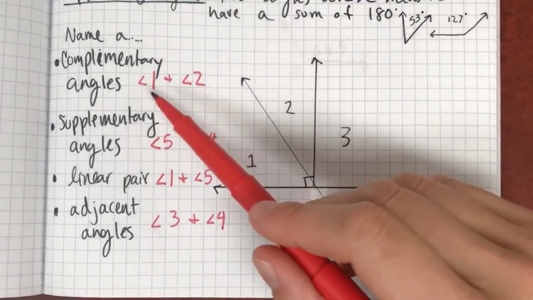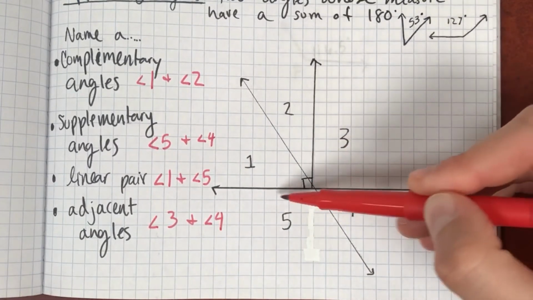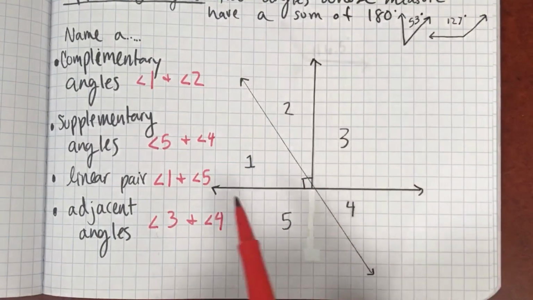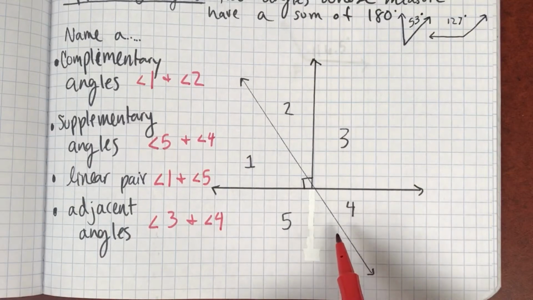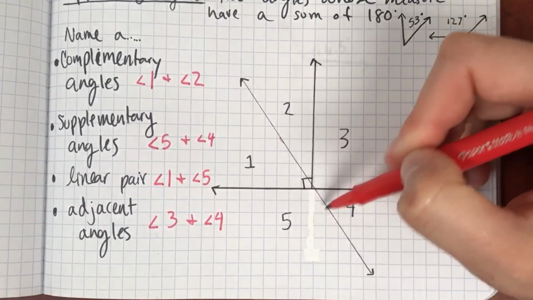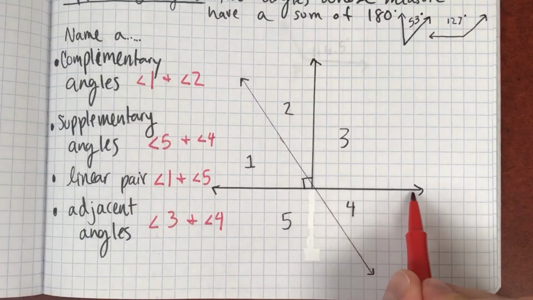Okay, so complementary angles add up to 90 degrees. Supplementary has to add up to 180. So that'd be our bottom part. A linear pair, this could form a line. And adjacent angles, they have to share a common side.